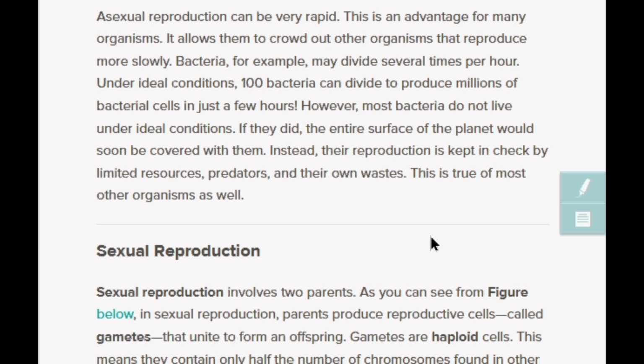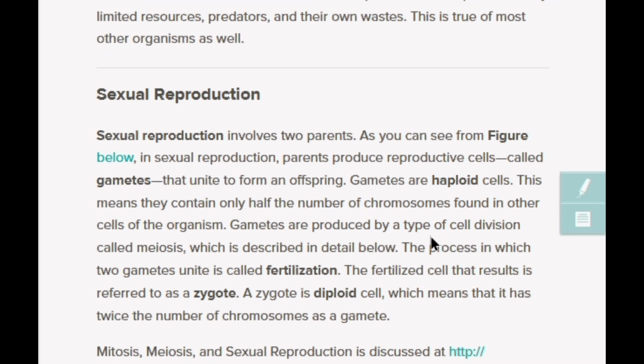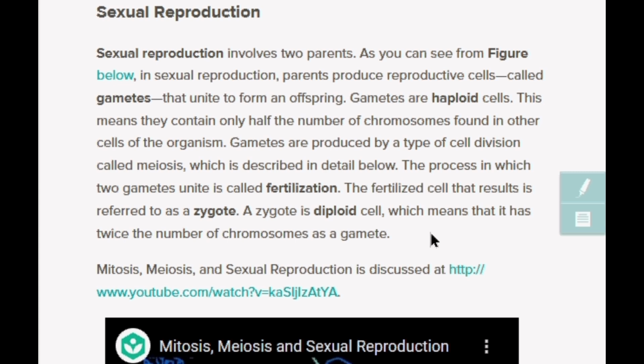Sexual reproduction. Sexual reproduction involves two parents. As you can see from the figure below, in sexual reproduction, parents produce reproductive cells called gametes that unite to form an offspring. Gametes are haploid cells. This means they contain only half the number of chromosomes found in other cells of the organism. Gametes are produced by a type of cell division called meiosis, which is described in detail below. The process in which two gametes unite is called fertilization. The fertilized cell that results is referred to as a zygote.